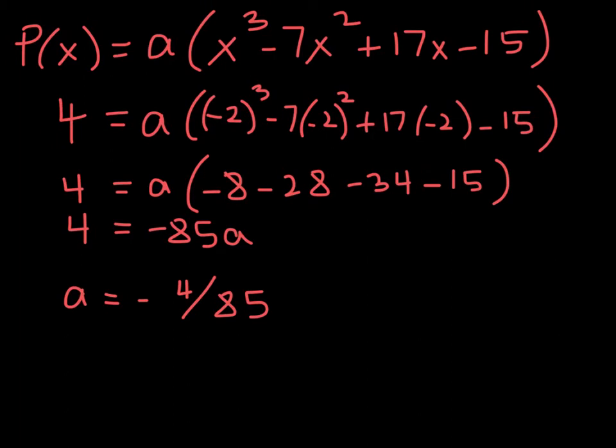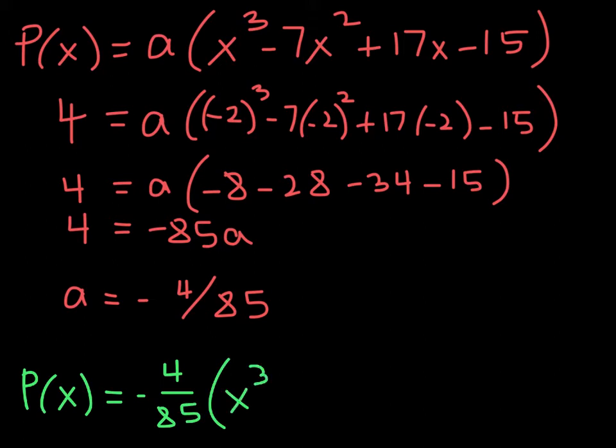Let me change the color here. So p of x then is equal to -4/85 times x cubed minus 7x squared plus 17x, excuse me, minus 15, okay? So now this is the function. Now hear me well. This is the function such that the zeros are 3, 2 plus i, and 2 minus i from part A, right? And now it's also the function such that when you plug in -2, you get 4, okay?